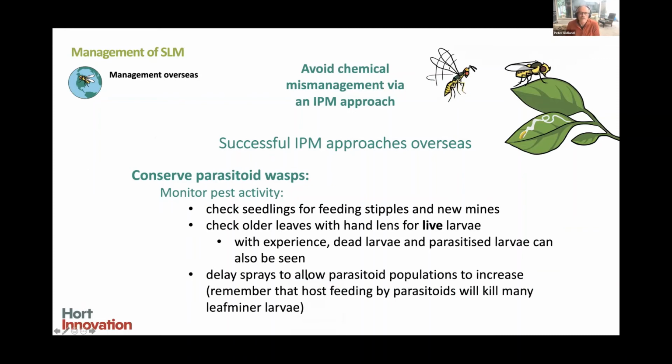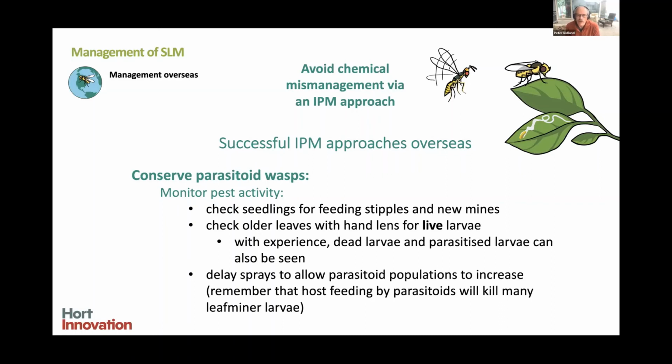So it's important for conserving parasitoid wasps to actually monitor the pest activity. You need to know what's going on. So checking seedlings for feeding stipples and new mines is important. And also looking at some old leaves with a hand lens for live larvae. There's not much point in just counting numbers of mines on a leaf, because they may well be empty. They may contain dead larvae or parasitized larvae. So it's only actively feeding larvae that are really important.